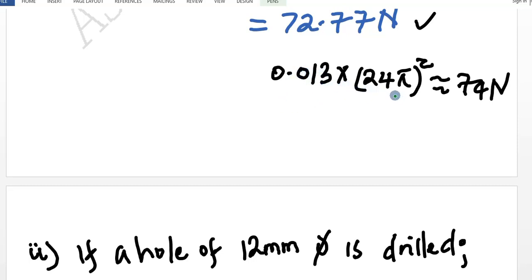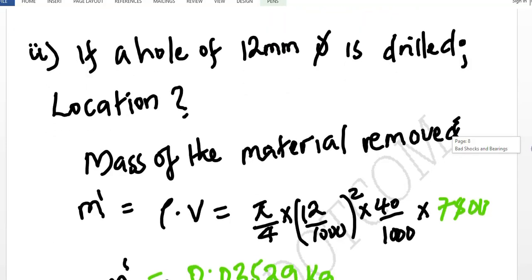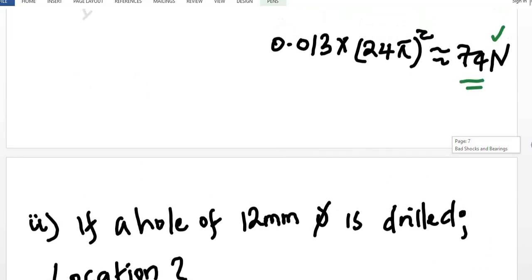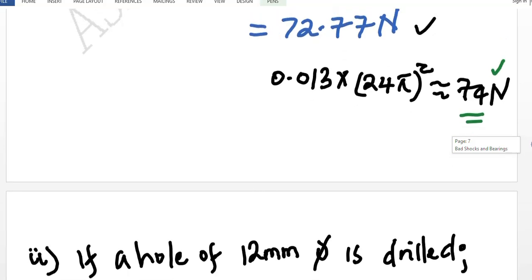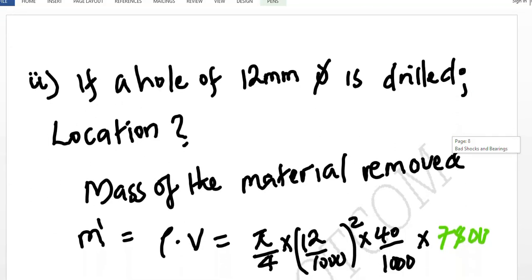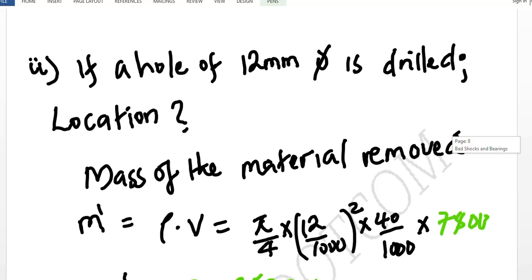0.013 times 24 pi squared, and this would approximate 0.74 newtons, which is approximately equal to what I have above. But of course you should always avoid over rounding off, because you lose accuracy. So you need to keep at least 4 decimal places.